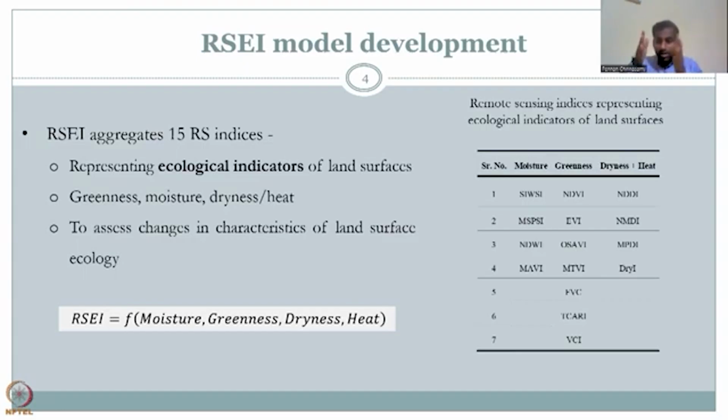Based on these functions of themes, moisture, greenness, dryness, we have multiple indicators, and these are the 15 indicators that were selected from the literature review: IWSI, MPSI, MSPSI, NDWI, MABI. Of these, NDWI we have already done. Then we have NDVI, EVI, the vegetation index, OSAVI, MTVI, FVCI, TCRI, VCI, and then we have dryness plus heat together as one theme, because both of them could be functions of temperature, such as NDDI, NMDI, NPDI, and DryEye.